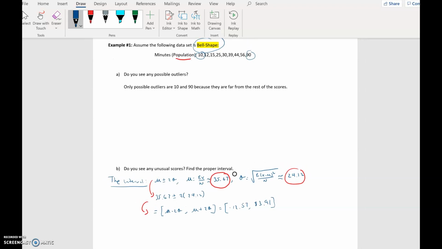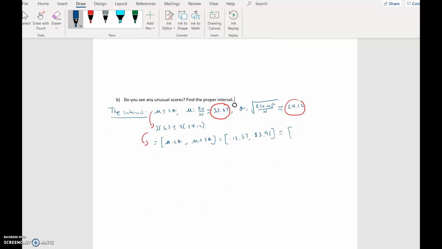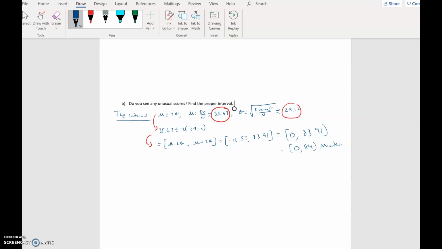And in this case, the data actually represents minutes. So for this particular one, you can't have negative minutes. You're going to have 0 to 83.91, and we typically round to what the data set happens to be, in this case integers. So technically 0 to 84 minutes. Now what this means is that most of the data is going to be within 2 standard deviations away from the mean, and that's all the scores that happen to be 0 to 84 minutes.